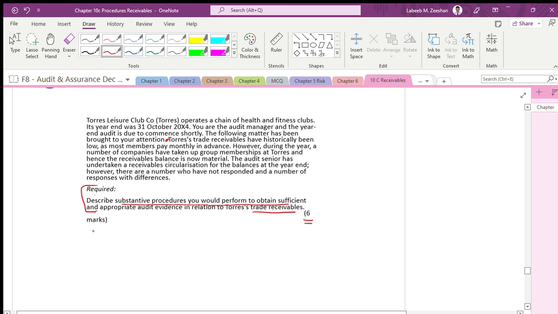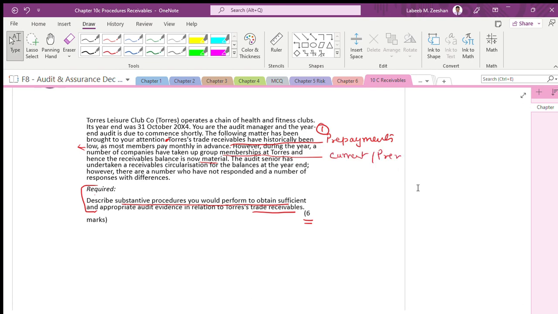Tourist's trade receivables have historically been low as most members pay monthly in advance. Then what do you have to do? You have to take into consideration prepayments, prepayments of this year with the prior year. This is the first point. However, during the year a number of companies have taken up group membership and the receivable balance is now material. When they have taken the memberships, again you have to see how much they have done in the current year and how much in the previous year.